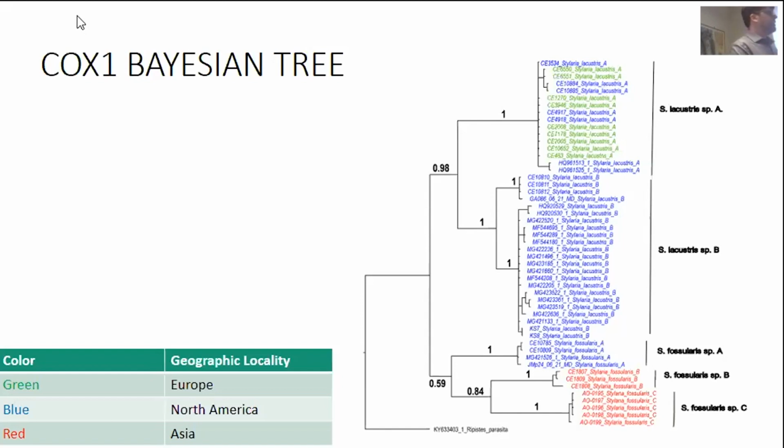First, the red ones over here are our Cambodian individuals, and then our Japan individuals. Our leucostris clades were pretty well supported for each of the clades. And then when we got down to the fossilaris, the support, at least at the beginning of the clades, began to dwindle a little bit, but each little separate clade had pretty good support.